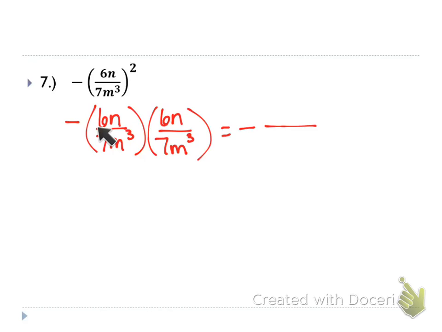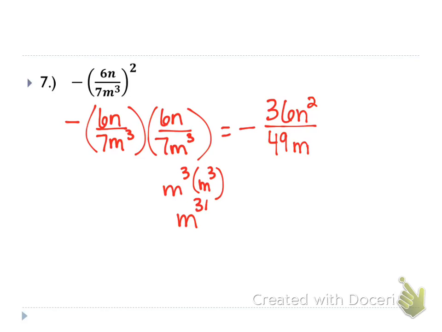In my numerator, I'm going to have 6 times 6, 36. N times n, n squared. In my denominator, 7 times 7, 49. M cubed times m cubed. So is it m to the 6th or m to the 9th? 6th. When we multiply the same base, what do we do with their exponents? Add them. So 3 plus 3 gives me m to the 6th.